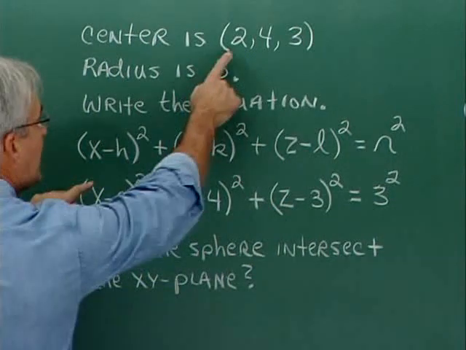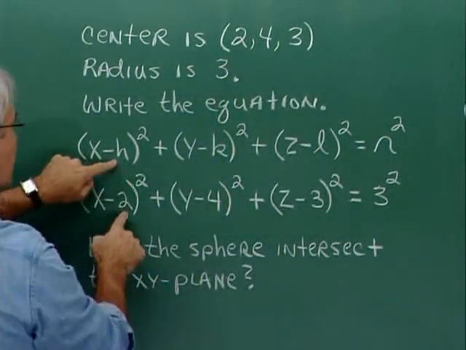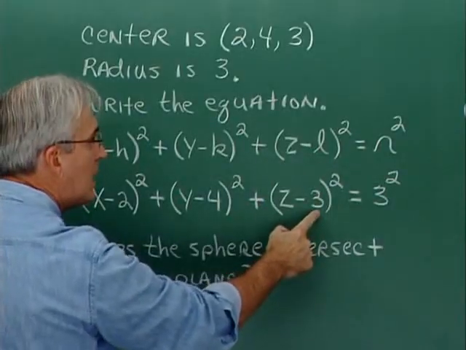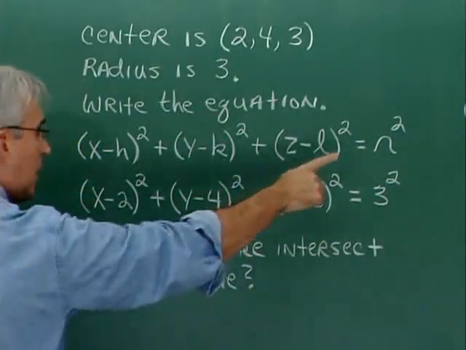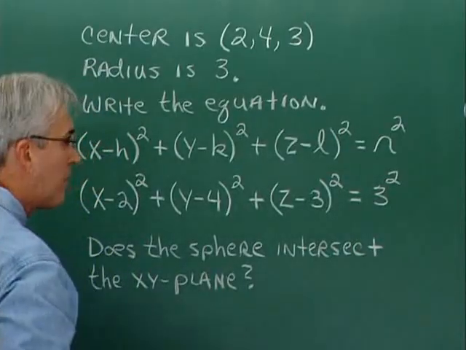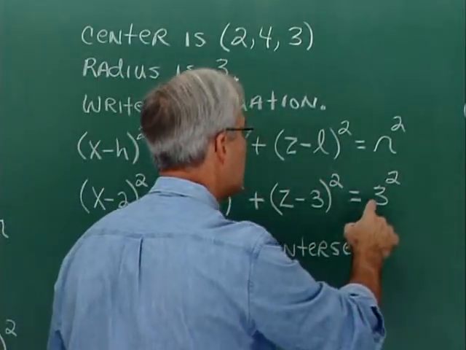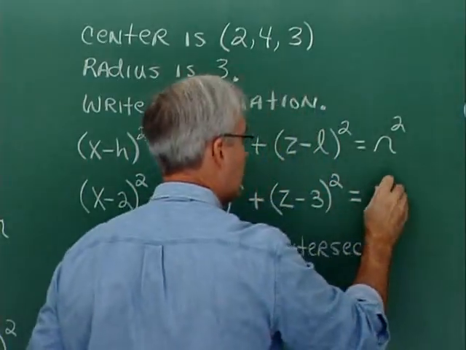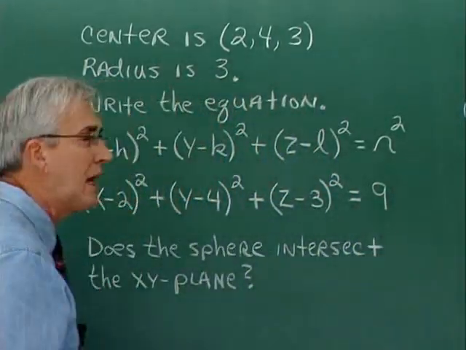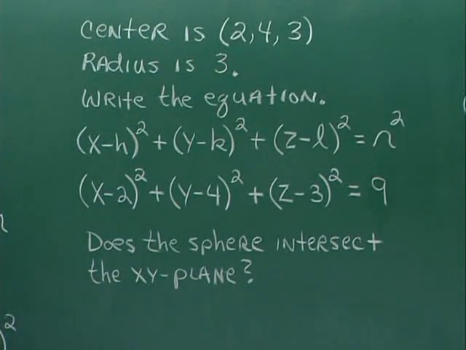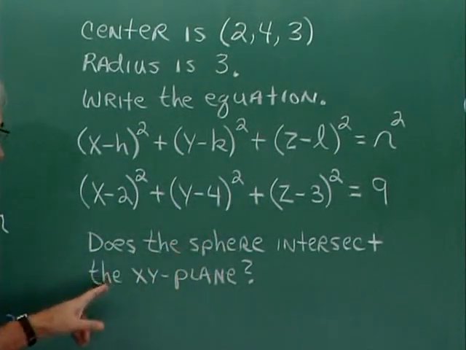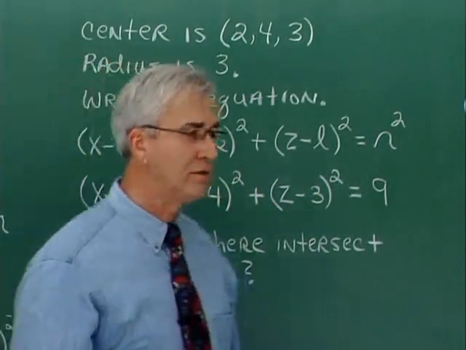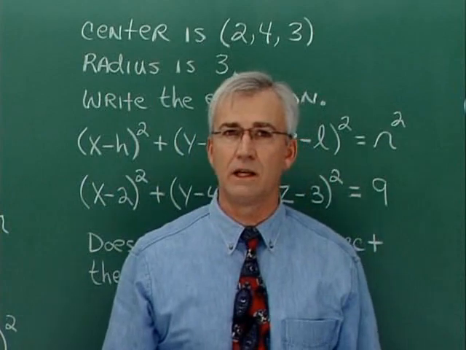We have the hkl up here, so h is replaced with 2, and k is replaced with 4, and l is replaced with 3. The radius is 3, so r is replaced with 3, and we would probably write 3 squared as 9, and this is the equation that we're looking for. Now, another question associated with this might be, does the sphere intersect the xy plane? Does this sphere, described here with this equation, intersect the xy plane?